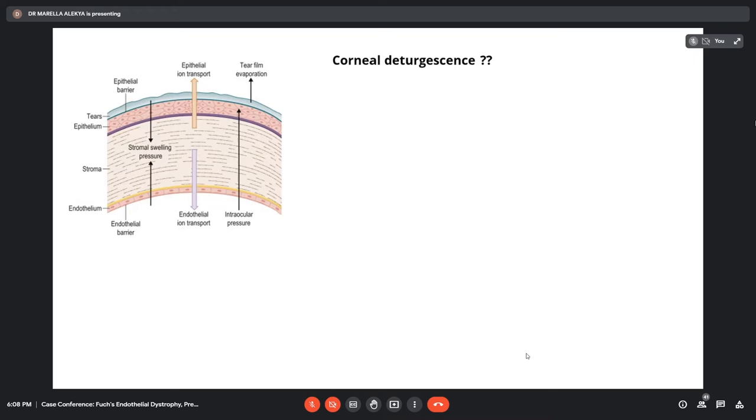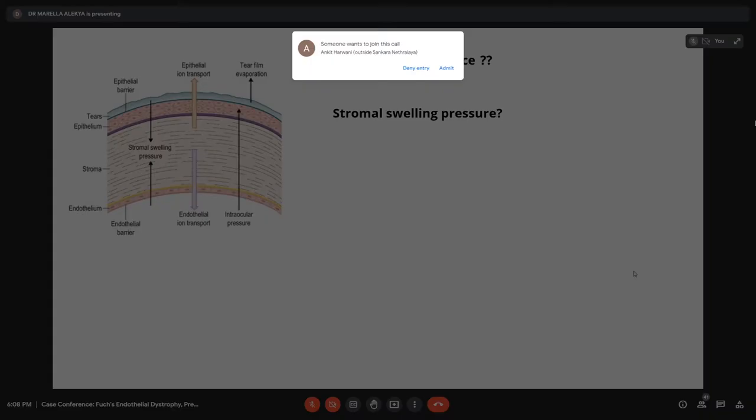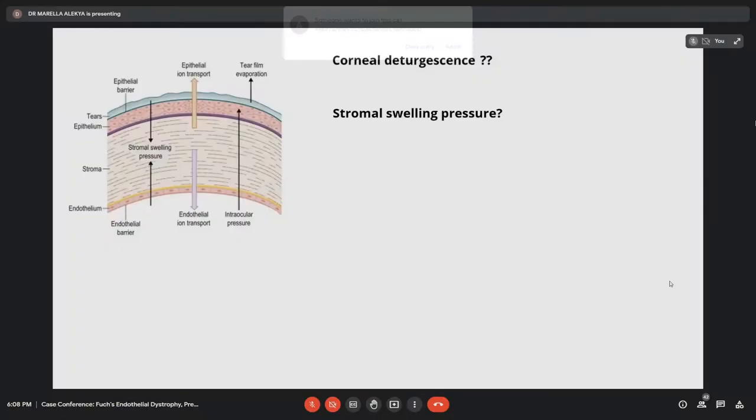Fine. Go ahead, Alekya. Corneal deturgescence is the relatively dehydrated state of cornea, and it is maintained by balance between water imbibing and water pumping factors. Water imbibing factors are stromal swelling pressure and intraocular pressure, and water pumping factors are endothelial pump and endothelial barrier itself. So what is stromal pressure and what is imbibition pressure? Swelling pressure is due to the negative charge of glycosaminoglycans which is there in the stroma. Correct. Okay. And imbibition pressure is the difference between the IOP and the stromal swelling pressure.